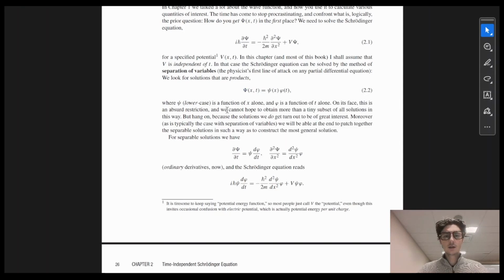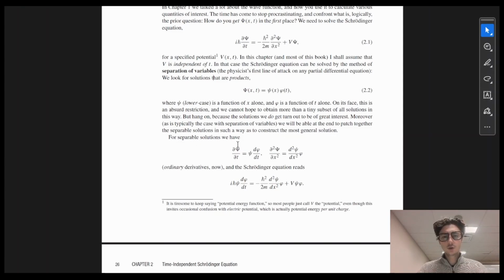Where psi, lowercase, is a function of x alone, and phi, I'm going to just call this phi, is a function of t alone. On its face, this is an absurd restriction, and we cannot hope to obtain more than a tiny subset of all solutions in this way. But hang on, because the solutions we do get turn out to be of great interest. Moreover, as is typically the case with separation of variables, we will be able at the end to patch together the separable solutions in such a way as to construct the most general solution.